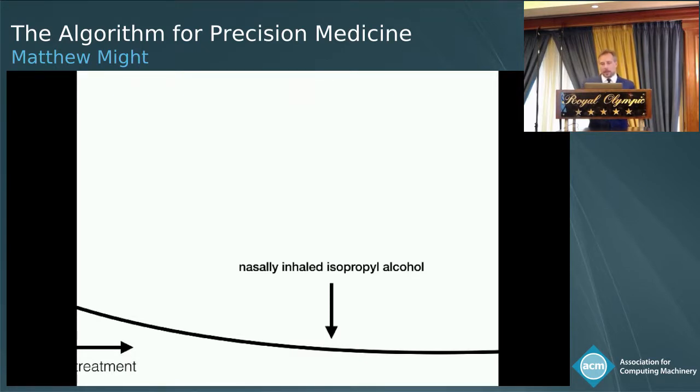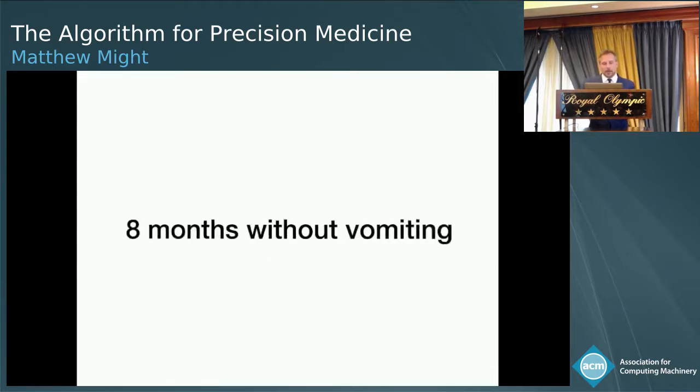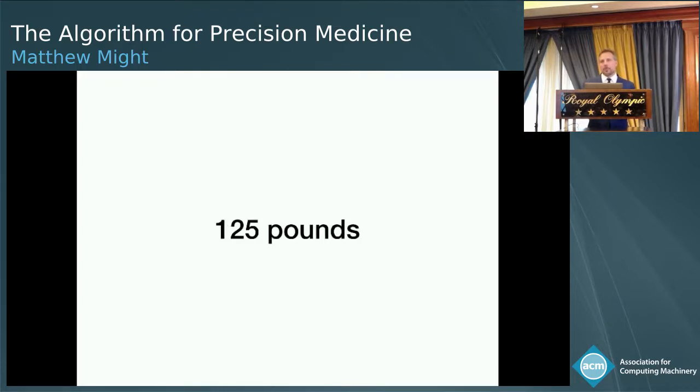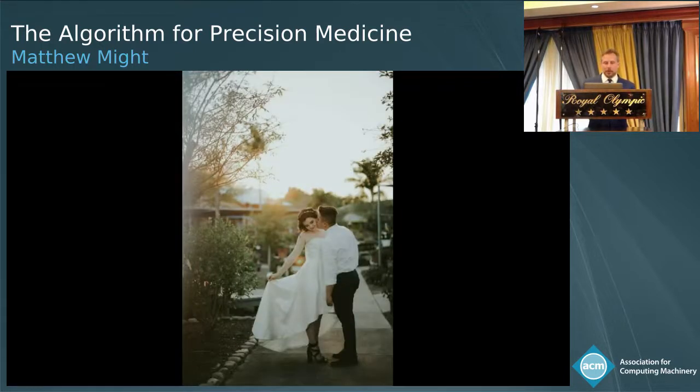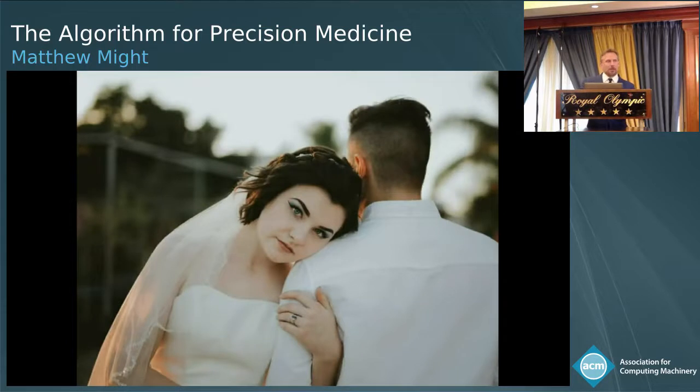Her physicians recommended it. And literally within hours I heard that she was able to start arresting episodes of vomiting using this technique. In fact, she ended up going the next 8 months without vomiting and got to 125 pounds as a result. Not just that, at 8 months, she was so well that she was out of the hospital and was able to marry her high school sweetheart and move to California.